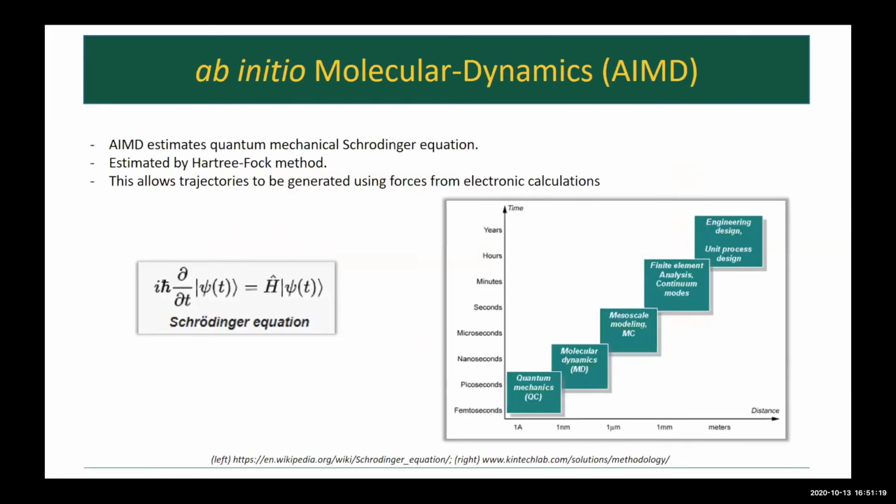The way we're going to do that is ab initio molecular dynamics, AIMD, which estimates the quantum mechanical Schrodinger equation, estimated by the Hartree-Fock method. This allows trajectories to be generated using forces from electronic calculations, which is different than regular molecular dynamics, which uses Newtonian equations. And in general, we're in this area of time and scale between molecular dynamics and quantum mechanics.